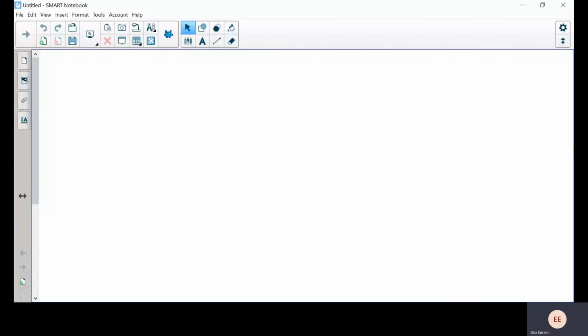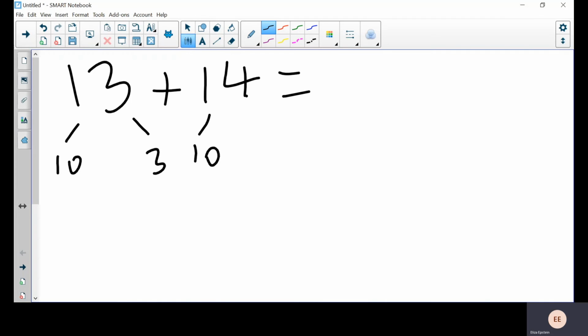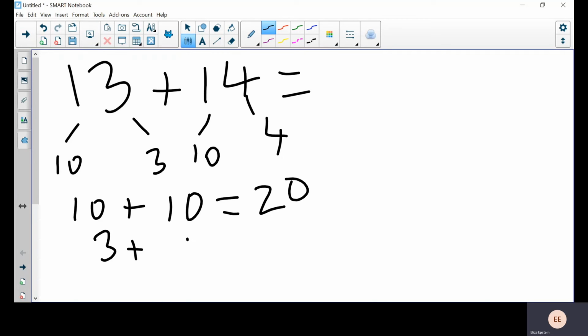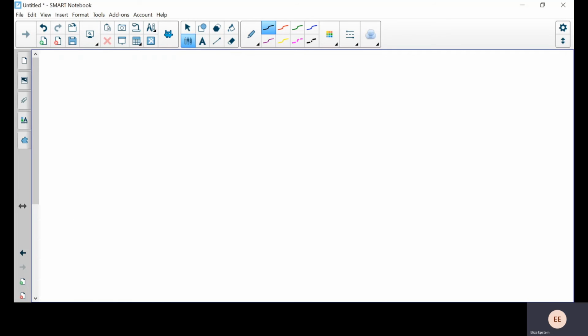Okay, I'm very quickly going to go through some examples of each of the methods. So, for example, we would do 13 add 14. Split the numbers into 10s and 1s. Add the 10s. Add the 1s. And then they put them together. In this case, it will be 7 and then 20, 27. Which you can see gets them ready for column addition later on down the line.